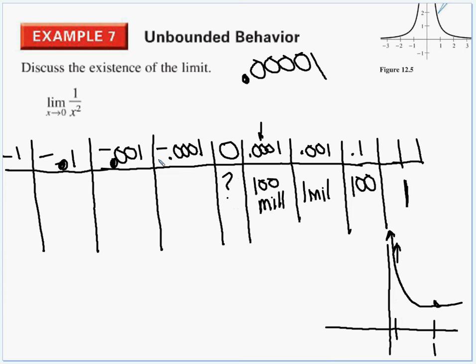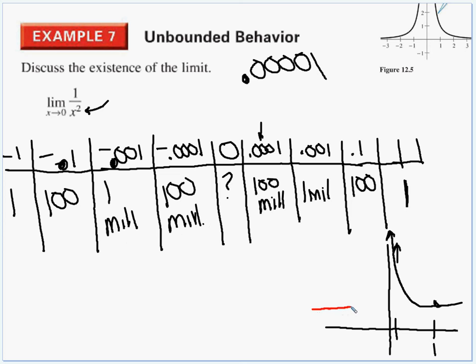If we jump over here to where the negative numbers are, notice in the denominator we're squaring that x value. The negative will square away, and we'll divide it into the 1, and our answers are going to be reflections of what we found on the positive side. So here will be a 1, a 100, 1 million, 100 million. So as we come in here, I'll switch to red ink. From the minus side, we're also headed up, up, up, up, up to infinity.